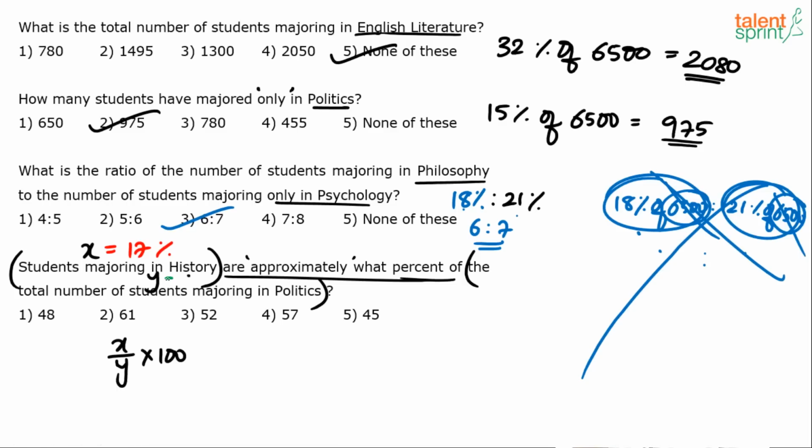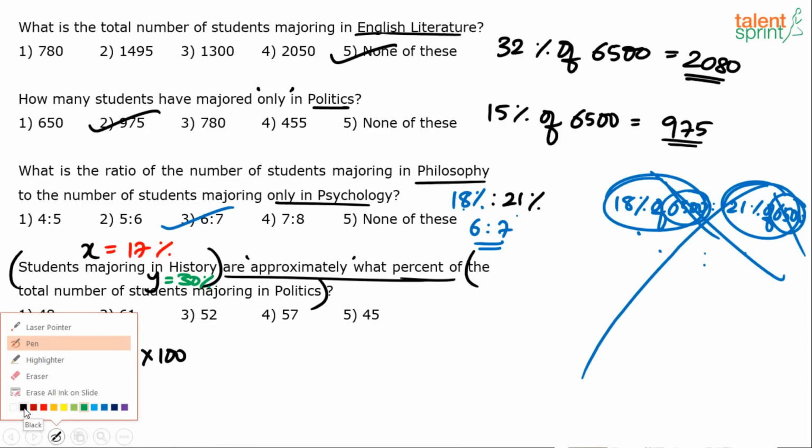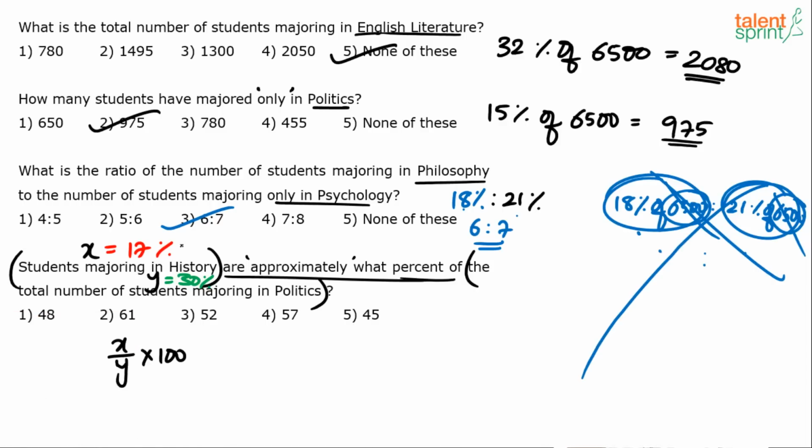So this comes out to be 30. Now do the calculation. Again, same important point, right? Do not waste your time by finding out 17% of 6,500 and 30% of 6,500, because these two anyway get cancelled in numerator and denominator. So directly take the factors 17 and 30 into 100.